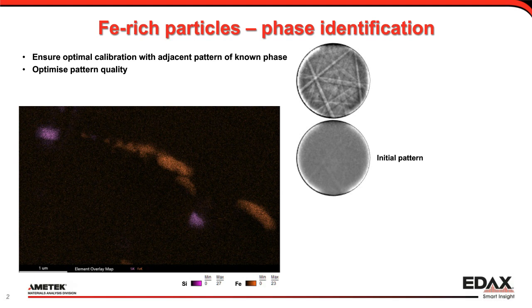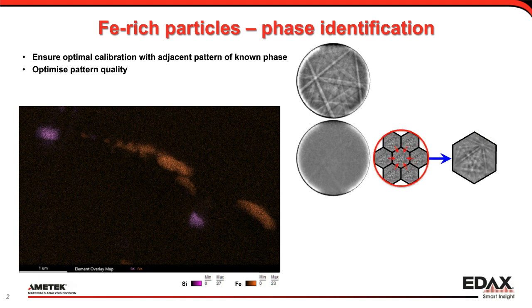In general, it is also a good idea to collect a reference pattern of a known material nearby, in this case the aluminium matrix, to verify that the calibration is set as good as possible when you are doing the phase identification offline, away from the microscope. Now, in this case, the original pattern has quite a poor signal-to-noise ratio, but also here that can be improved with a local NPAR averaging followed by a contrast brightness optimization.